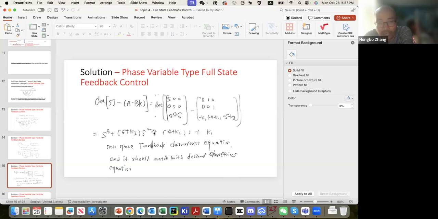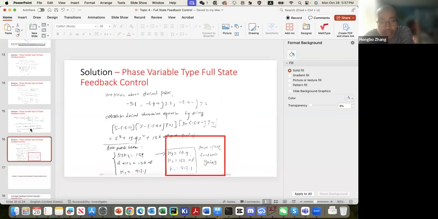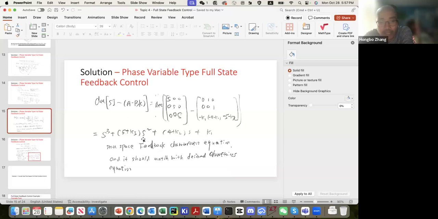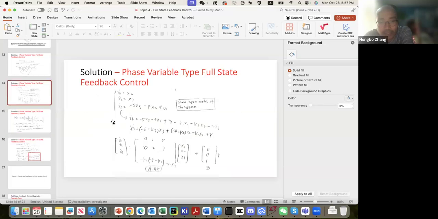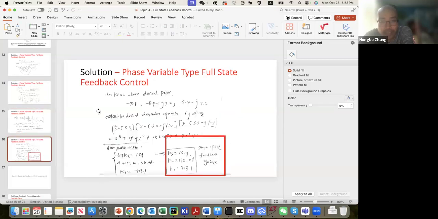You can calculate this desired characteristic equation. Then you have the desired characteristic equation and the system characteristic equation. This is the desired characteristic equation, and this is your system characteristic equation. How do you calculate it? Because of 3 poles, multiply the 3 poles together. Pole number 1, s minus this. Pole number 2, s minus this. Pole number 3, s minus this.